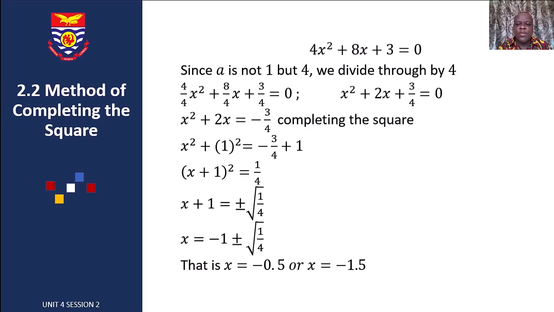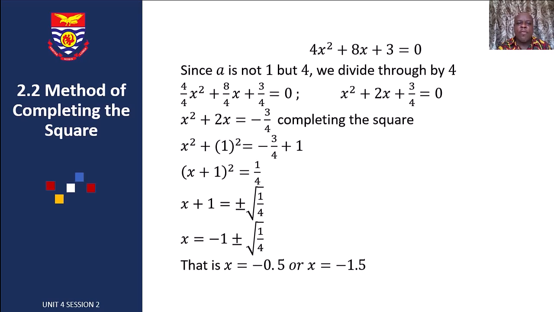4x squared plus 8x plus 3 is equal to 0. In the first question that we solved, the coefficient of x squared was 1. But in this new question that we want to solve, the coefficient of x squared is not 1, but 4. So the first thing we do is to make the coefficient of x squared unity, to be 1. So we are going to divide through by the coefficient of x squared, which is 4.